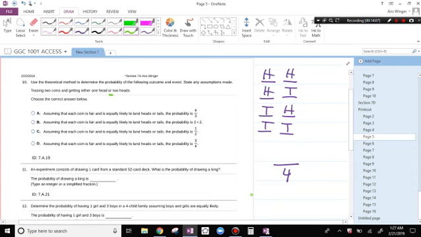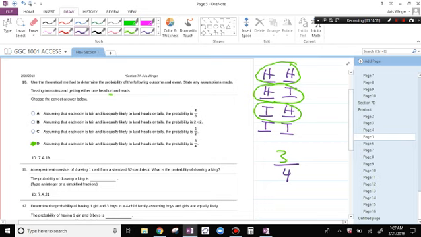Right, so I'm just going to add these 2 things as long as they don't overlap. And these don't, because either I have 1 head or 2 heads. I can't have both at the same time. So 1 head would be here. That's 1. Another outcome where I have only 1 head is this one. And then I wanted 2 heads, so this one. 3 out of 4. Assuming that the coin is fair, and is equally likely to land heads or tails, the probability is 3/4.